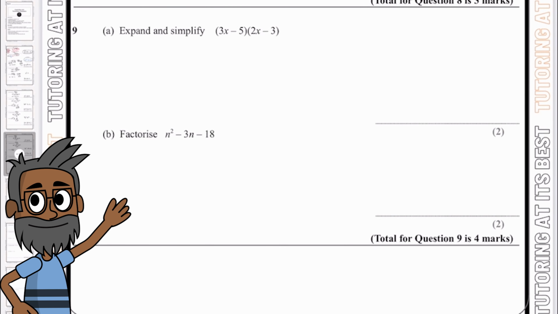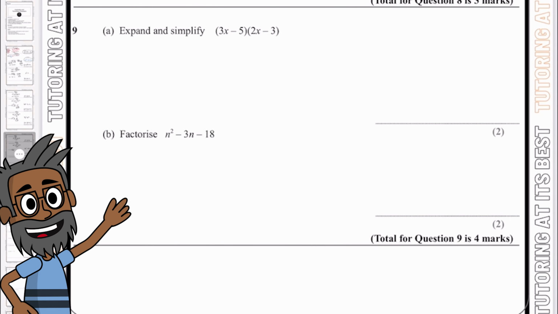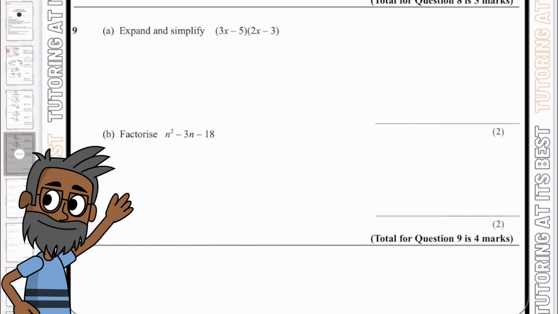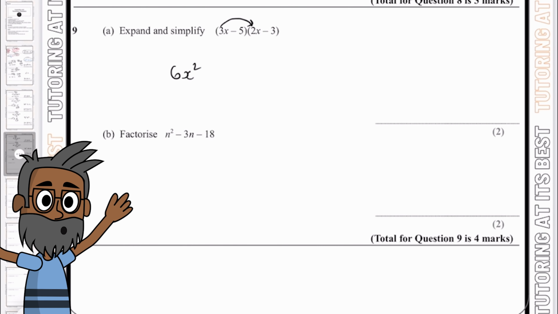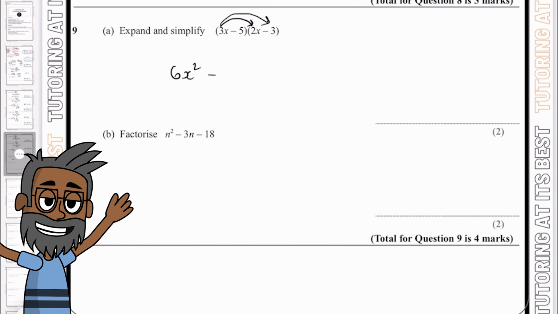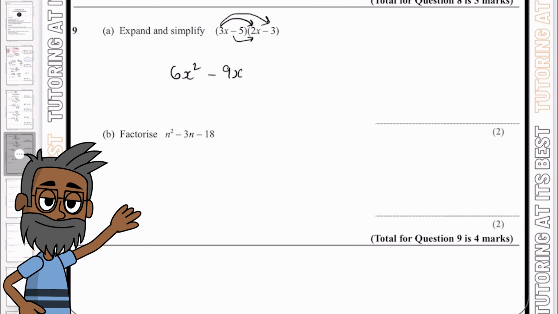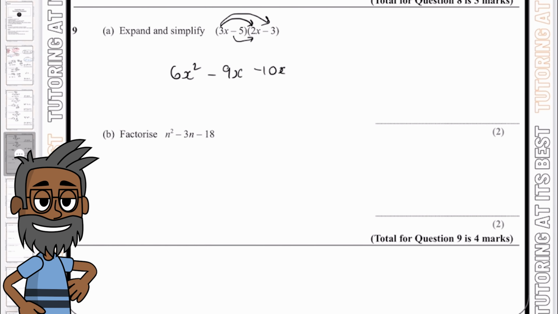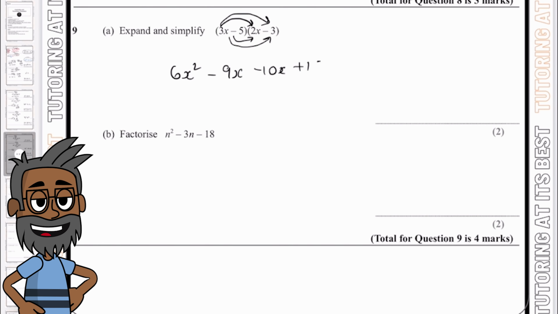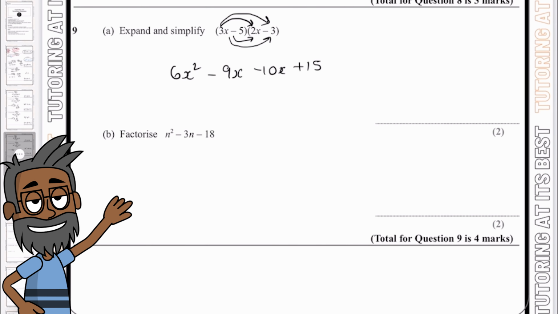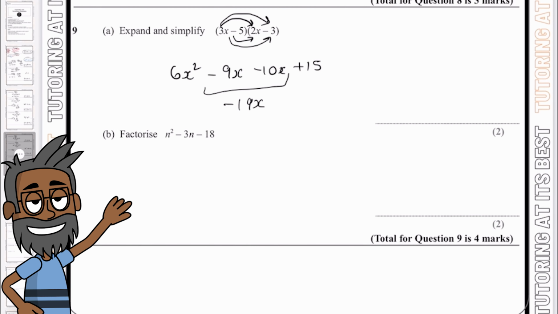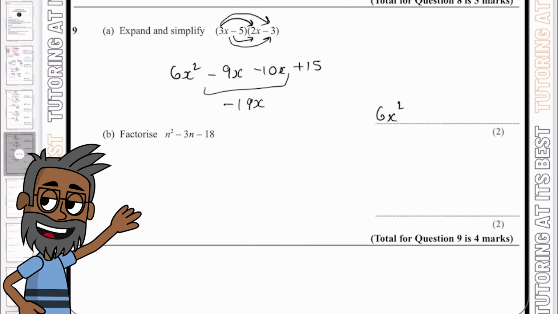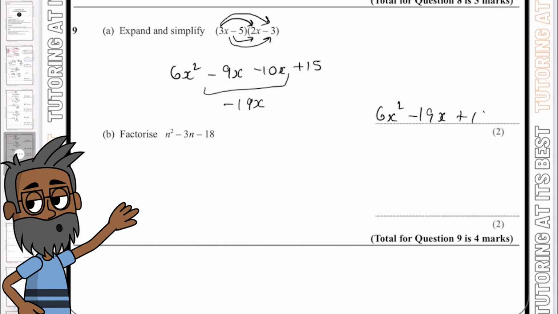Okay, let's go for question number 9. So again, expanding and simplifying all over again. 3x and 2x is your 6x squared. Then we have a 3x and minus 3, which gives us minus 9x. We have minus 5 times 2x, which is your minus 10x, and minus 5 times minus 3, which is your plus 15, because it's two negatives. We'll then put like terms together, which will give us minus 19x. And we can write down 6x squared minus 19x plus 15.